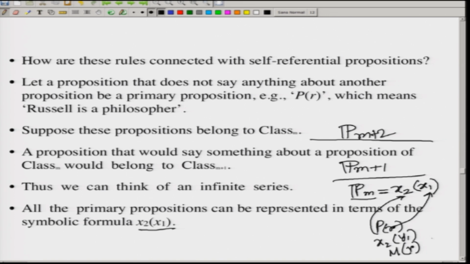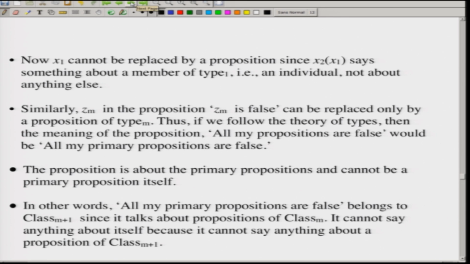M R, or W I, say I stands for Indira Gandhi, and W stands for a woman, and all that stuff. Now x1 cannot be replaced by a proposition, since x2 x1 says something about a member of type 1, that is an individual, not about anything else. We remember this. What is a primary proposition? It has to have this format, or to be more precise, this format.